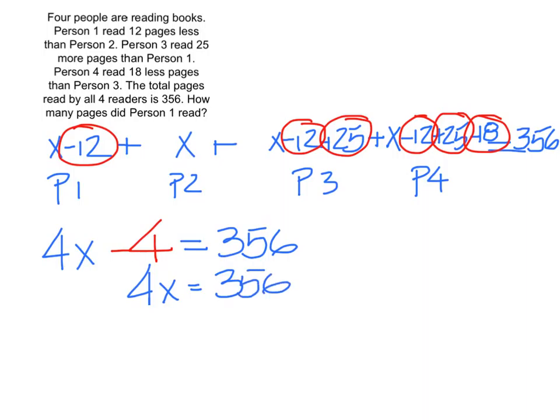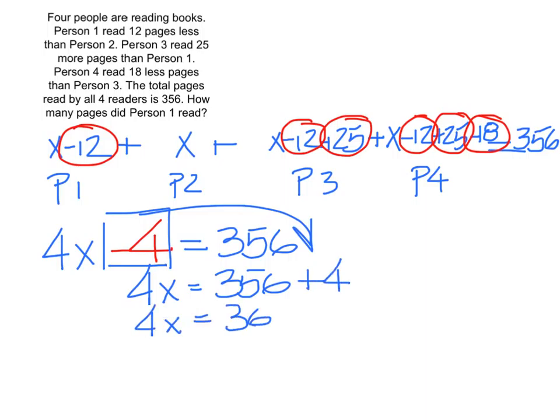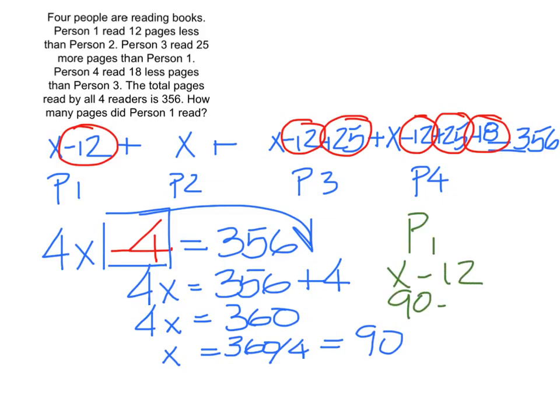And what do I put on the right of 356? It's minus 4 on this side. You do the opposite when you cross over. You have to add 4. So 4x equals 360. And if I divide 360 by 4, I'll come up with what? 90. We're looking for person 1, so person 1 is x minus 12, so 90 minus 12 is 78.